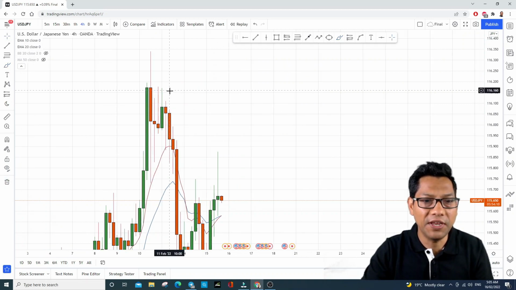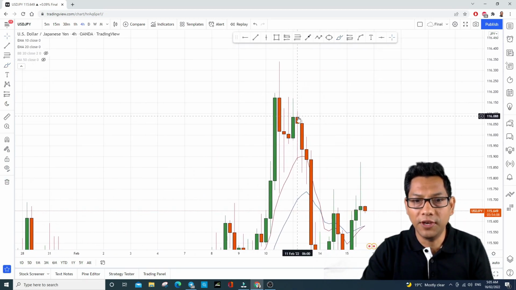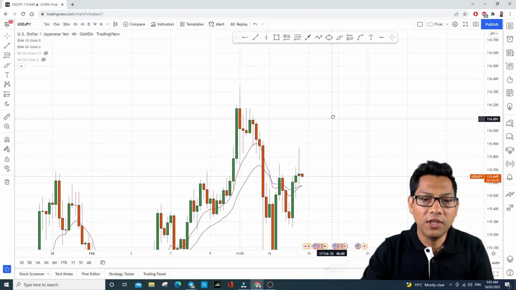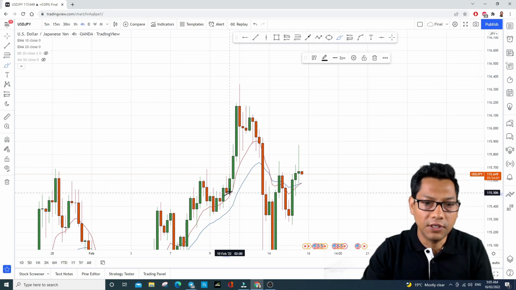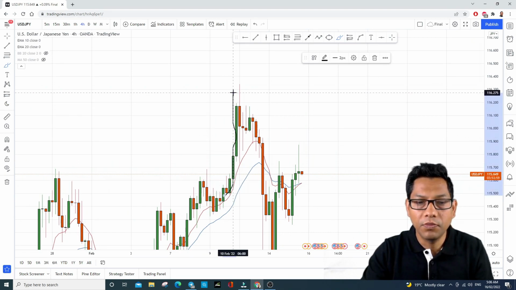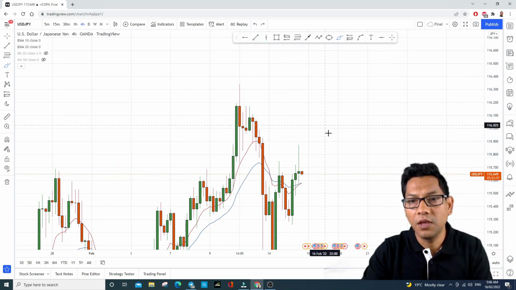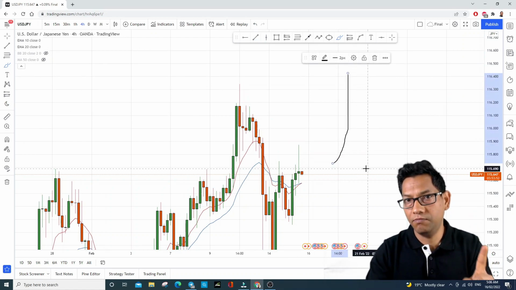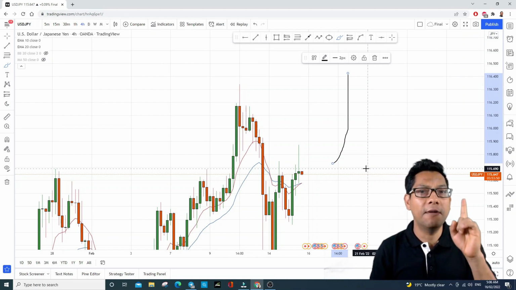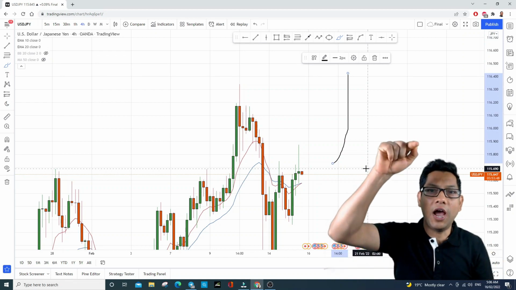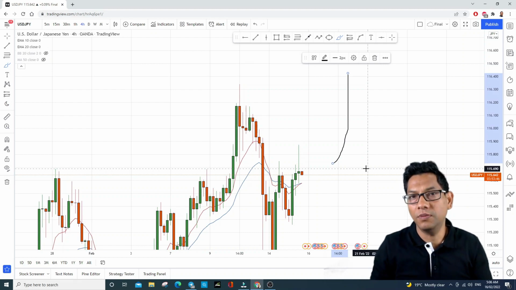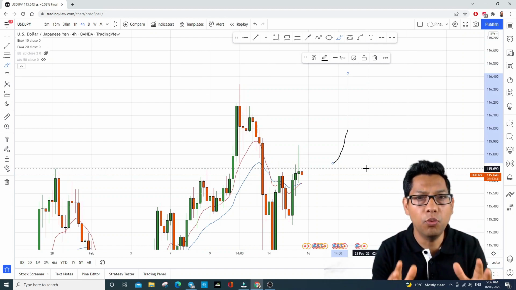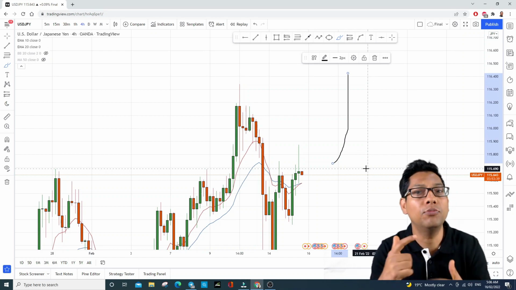Now let me explain first. Look at this one here. First of all, see this green move, consider this green move first. What you see is a move straight up. Remember, when you see a move straight up or straight down, you need to doubt yourself whether this move will continue or it's going to be the end.